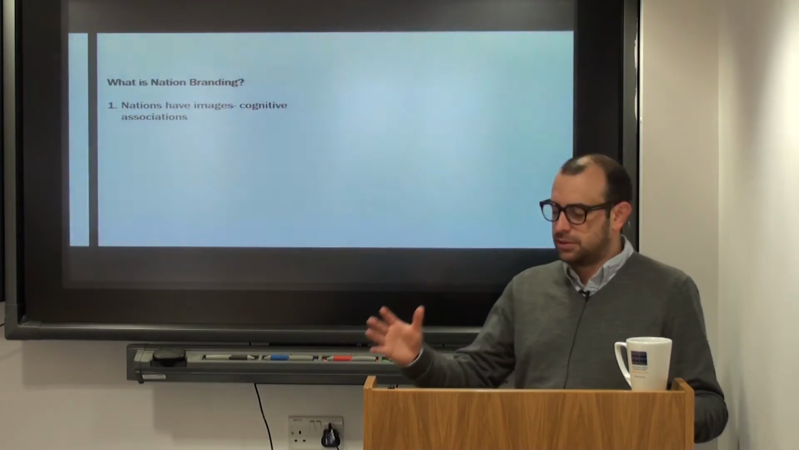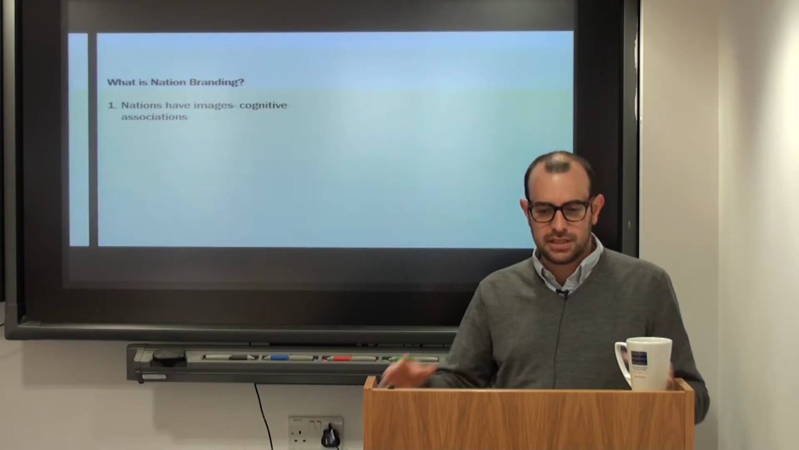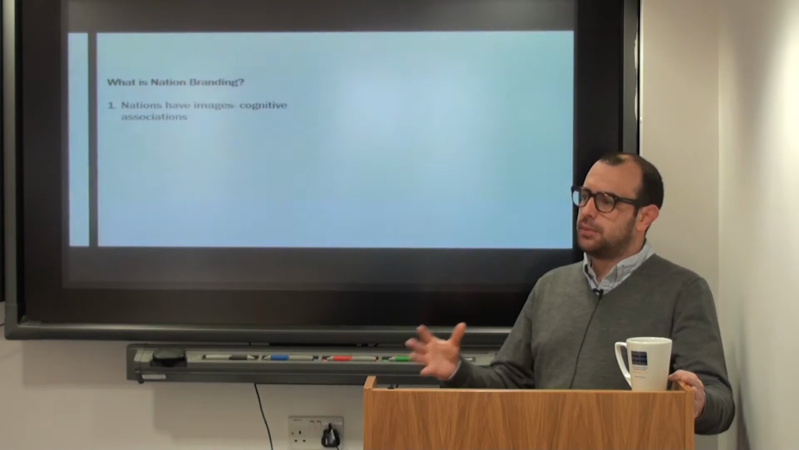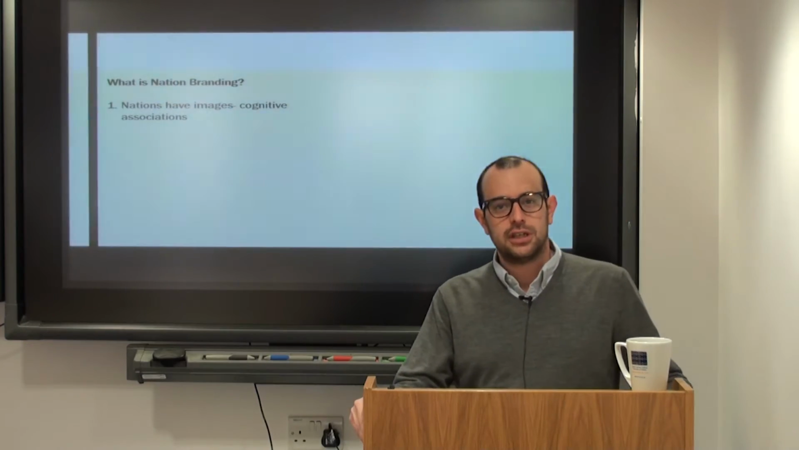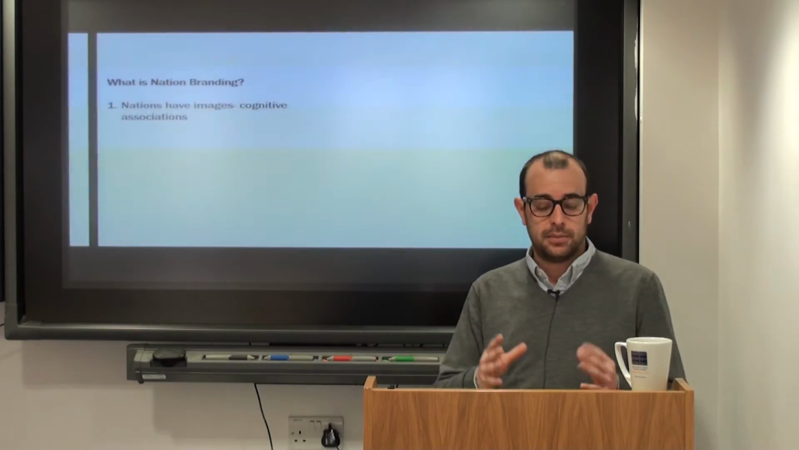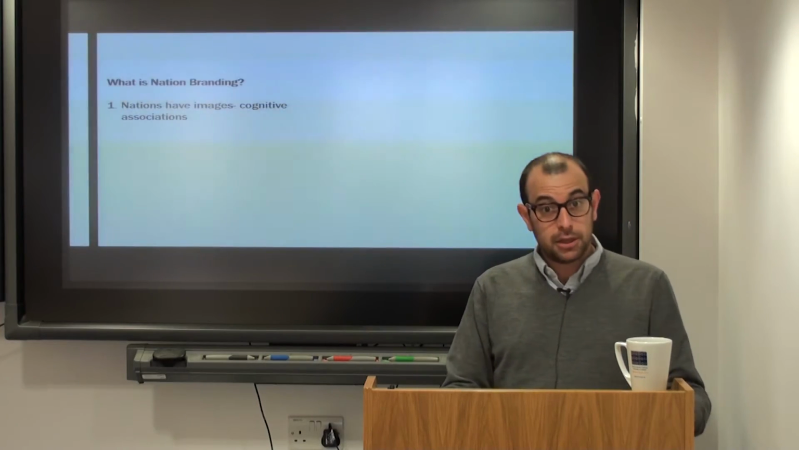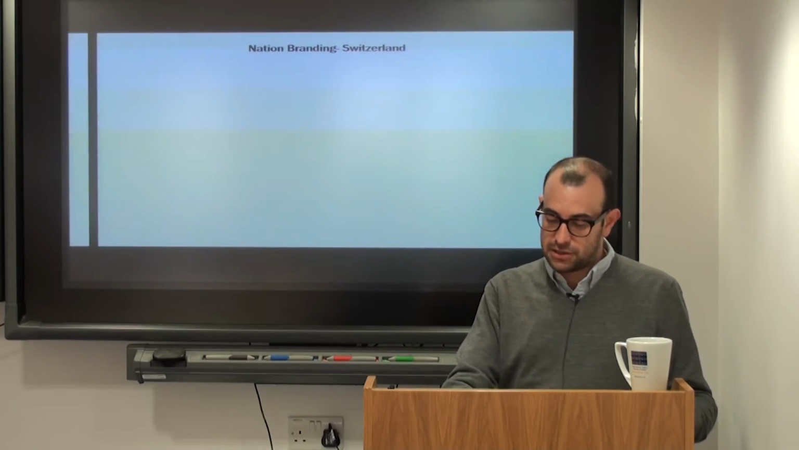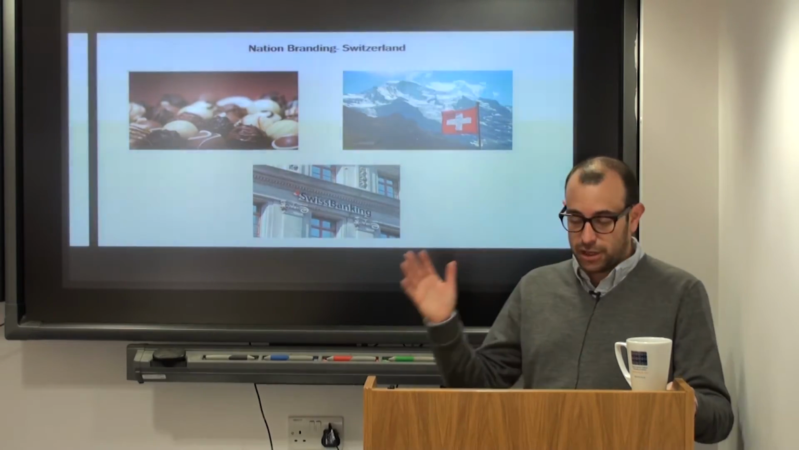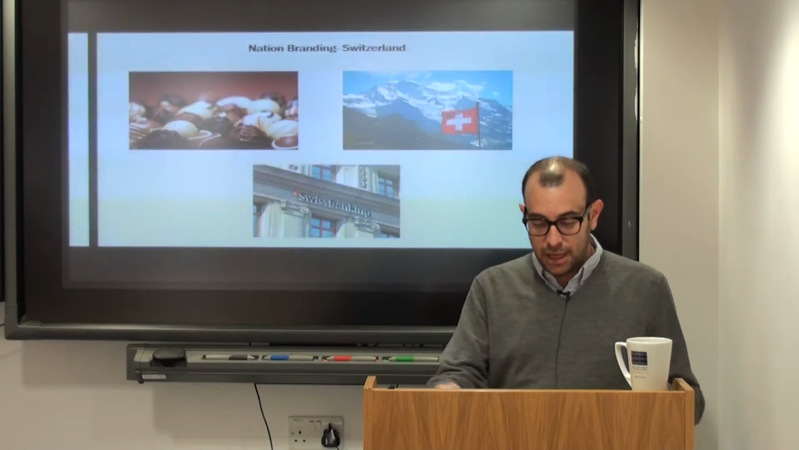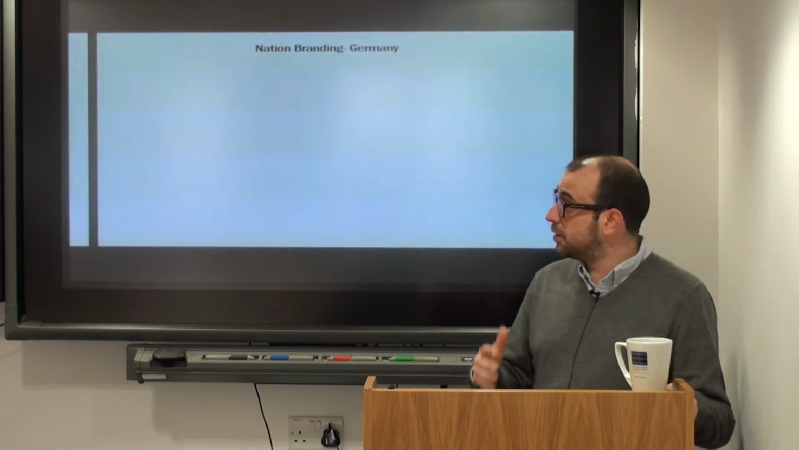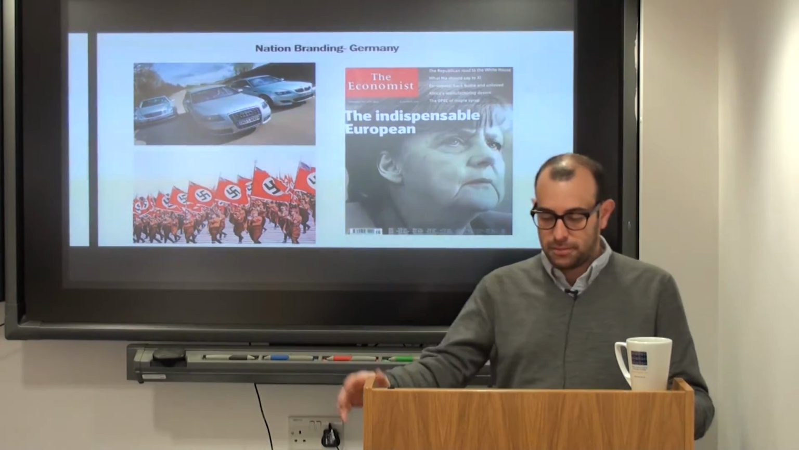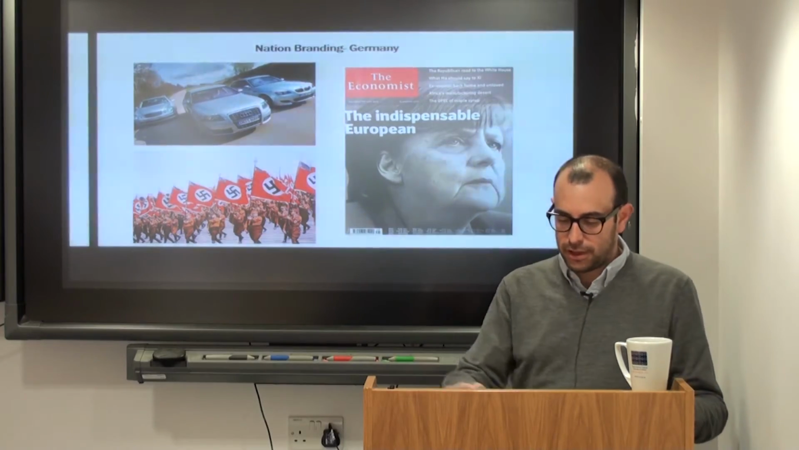So when we talk about nation branding, we're actually talking about the assumption that nations have images, similar to corporate brands. And when we talk about images, we're really talking about cognitive associations, associations that come to mind when we think about a certain country. So for instance, public opinion polls have shown that when people are asked what comes to mind when you think of Switzerland, there are three main associations: dramatic landscapes, fine chocolate, but of course, private banking. When people were asked what comes to mind when you think of Germany, there were three different associations, especially European leadership, German mechanics, and the German history of the Third Reich.